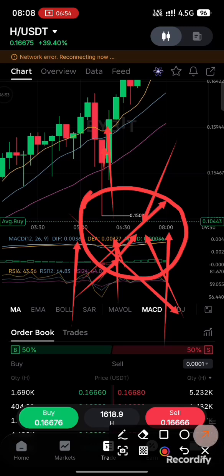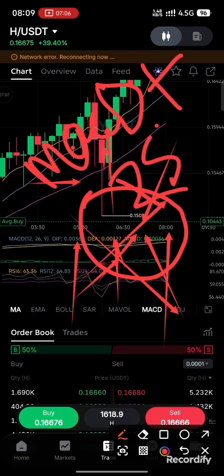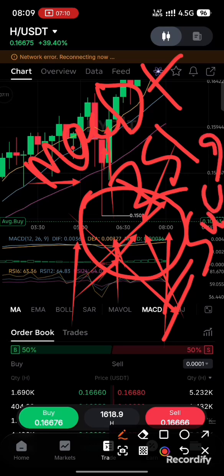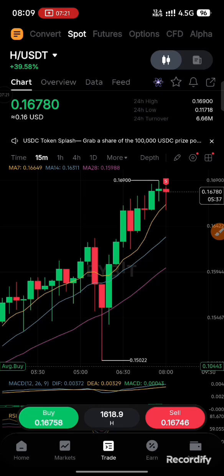So you living with MACD indicators plus RSI equal to successful trade. So if you have those things, then it's time for you to buy.